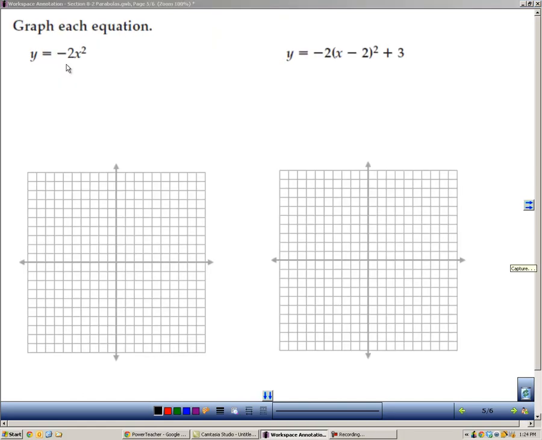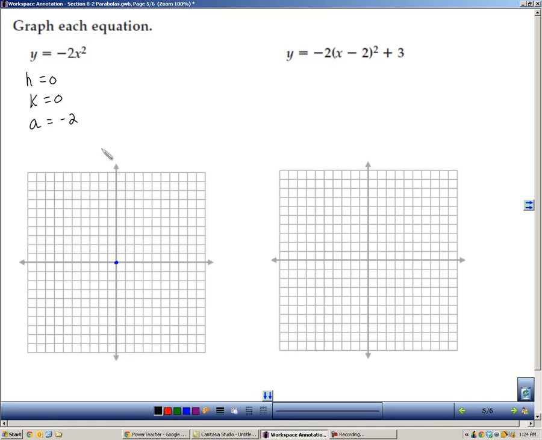Here we're asked to graph some parabolas. We'll start with this one. Because of the way that it's written, I can see that my h is 0, and so is my k. There is no (h, k), and my a is -2. That tells me that the vertex is at (0, 0). So the vertex is at the origin, and I know my parabola is going to open down because a is -2.